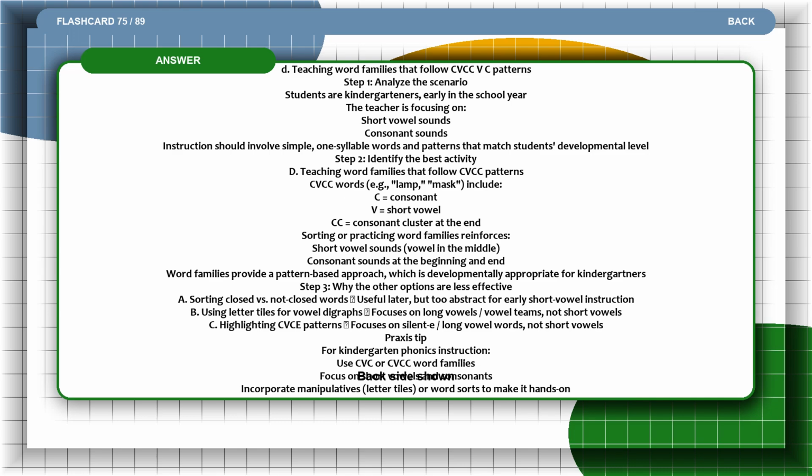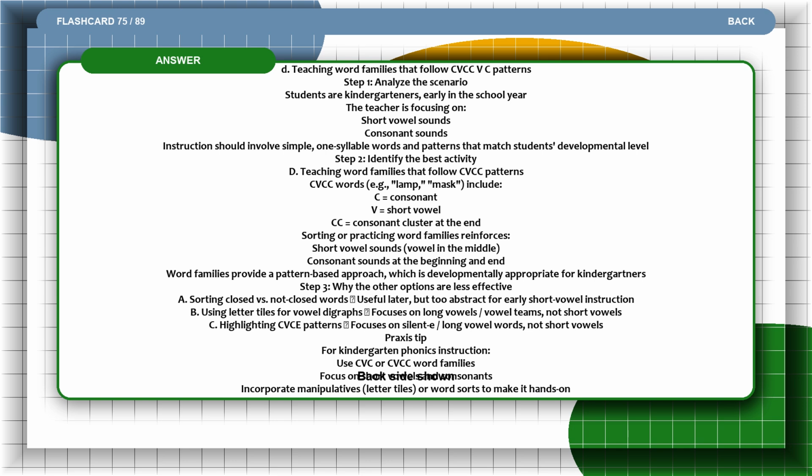The answer is D. Teaching word families that follow CVC patterns. Step 1. Analyze the scenario. Students are kindergartners. Early in the school year, the teacher is focusing on short vowel sounds and consonant sounds. Instruction should involve simple, one-syllable words and patterns that match students' developmental level.